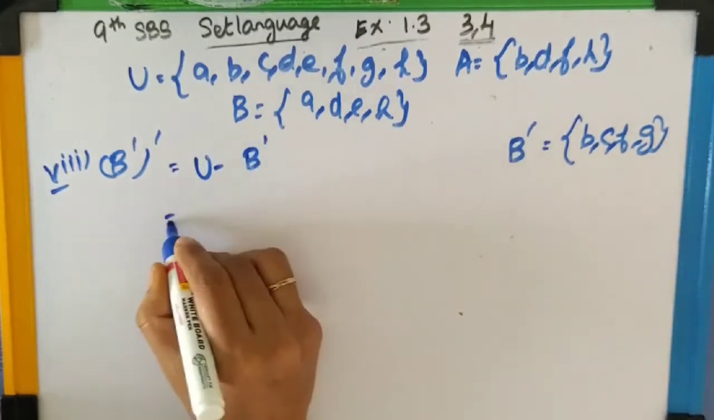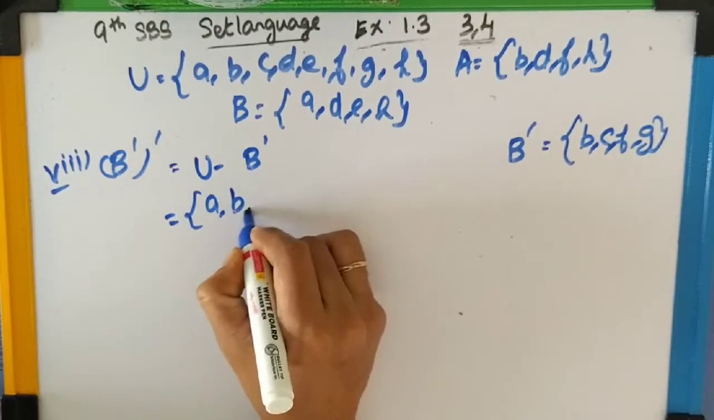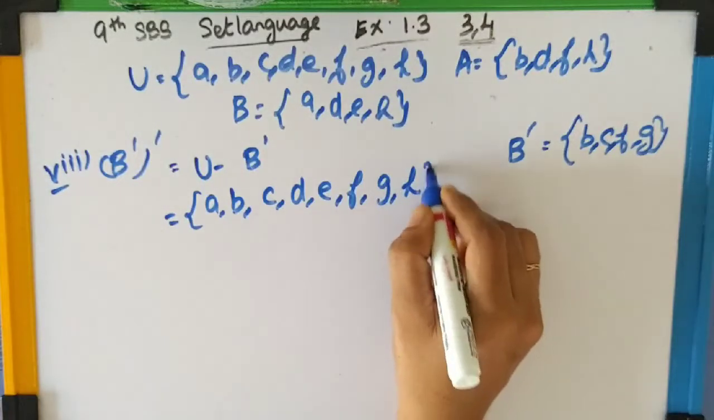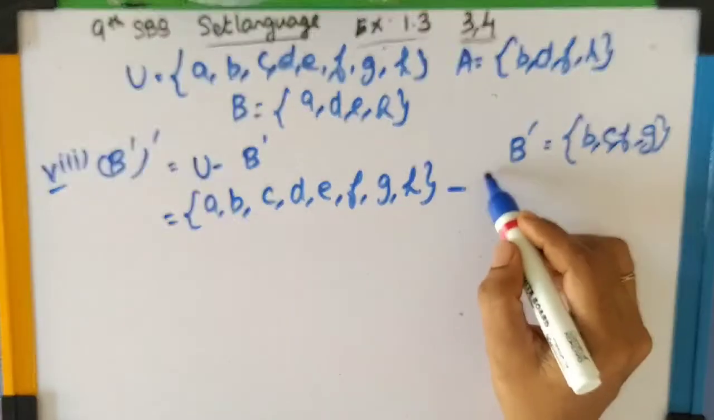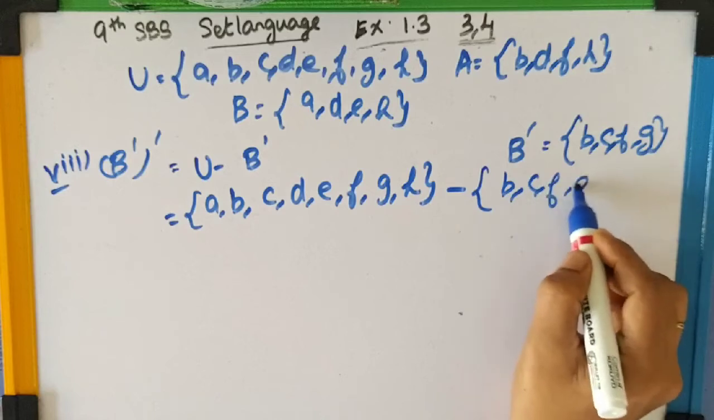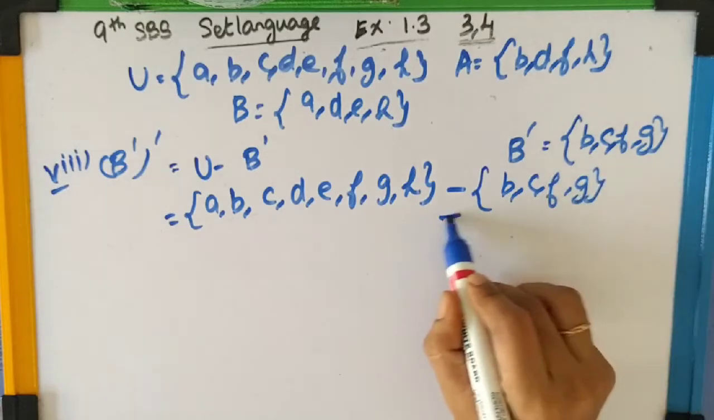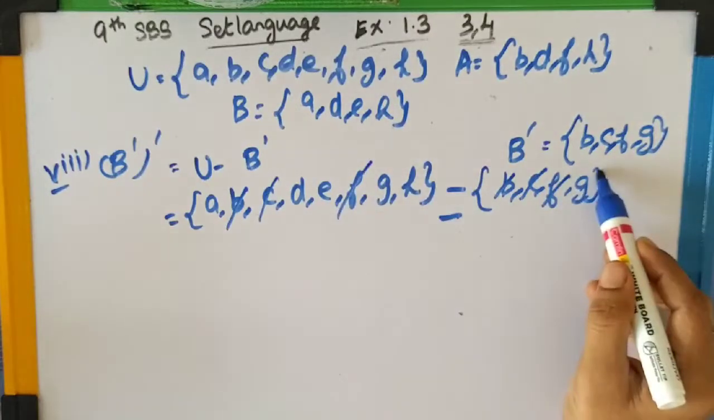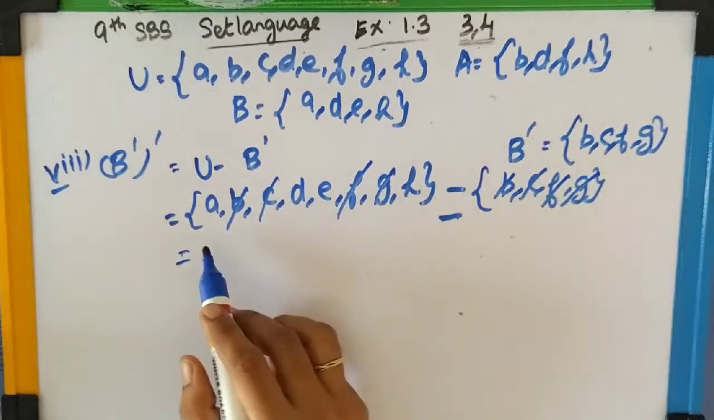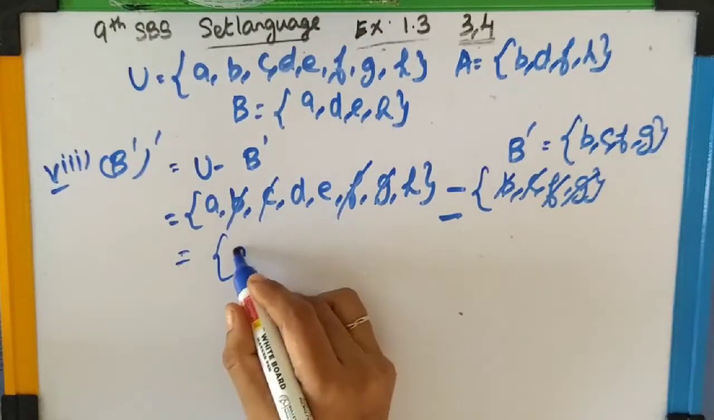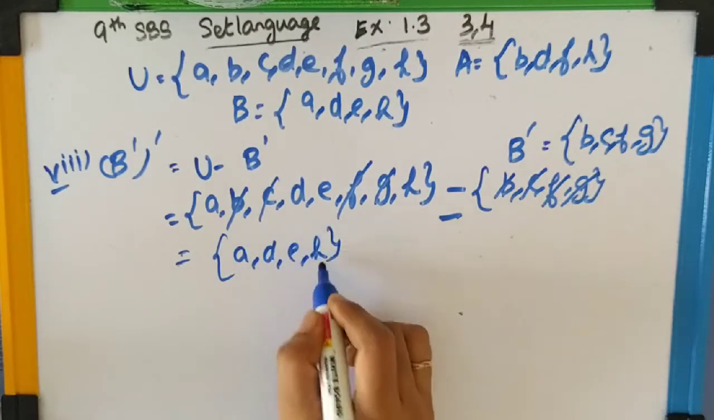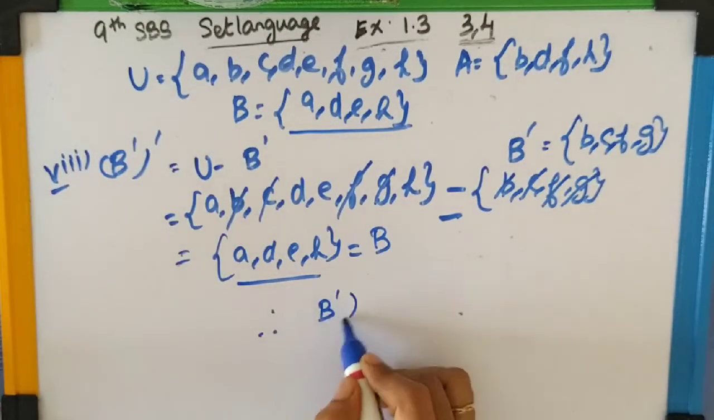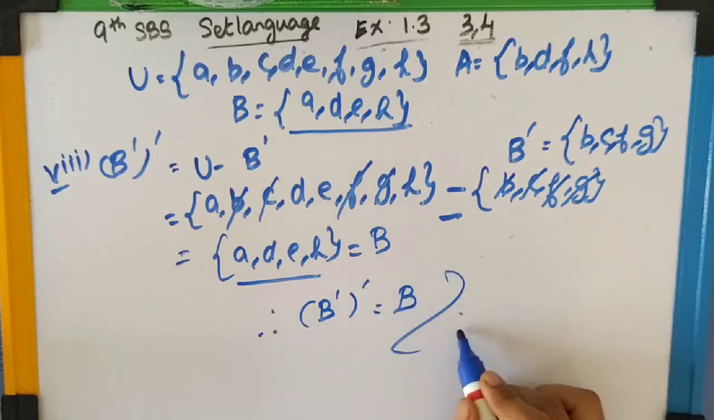Now let's find B dash the whole dash. Okay. What does it mean? That is except B dash. That is universal set minus B dash. What is the universal set? A, B, C, D, E, F, G, H. Difference, what is B dash? B, C, F, G. Now, how to find the difference? Yes, we have to cancel all the common elements. Okay. Now, write the remaining elements of the first set. That is A, D, E and H. Okay. Now, on seeing A, D, E, H, what can you say? Yes, B dash the whole dash is equal to B.